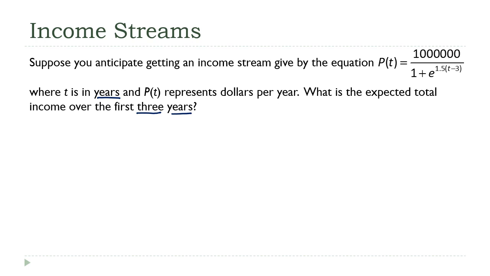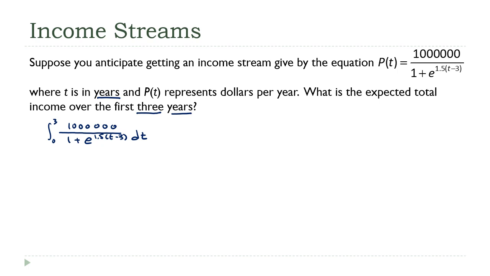Now remember, to find the total income, all I have to do is integrate this income function. So if I try to do that, I get the integral from 0 to 3 of 1 million over 1 plus e to the 1.5 t minus 3 dt.